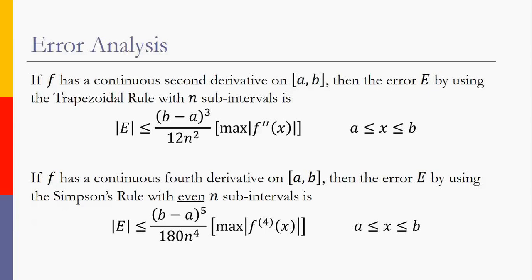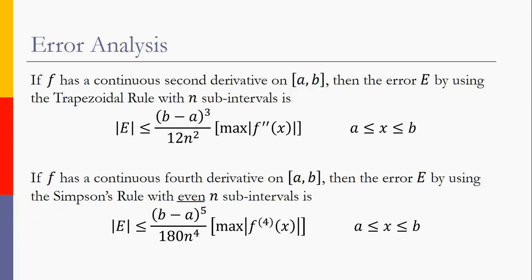Error analysis. The error for the trapezoidal rule, absolute value of E, is no more than (b minus a) to the third power divided by 12n squared times the maximum of the absolute value of the second derivative on the interval [a, b].